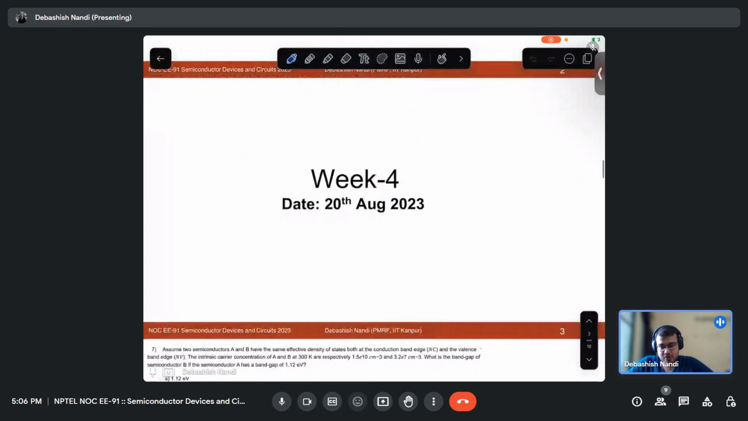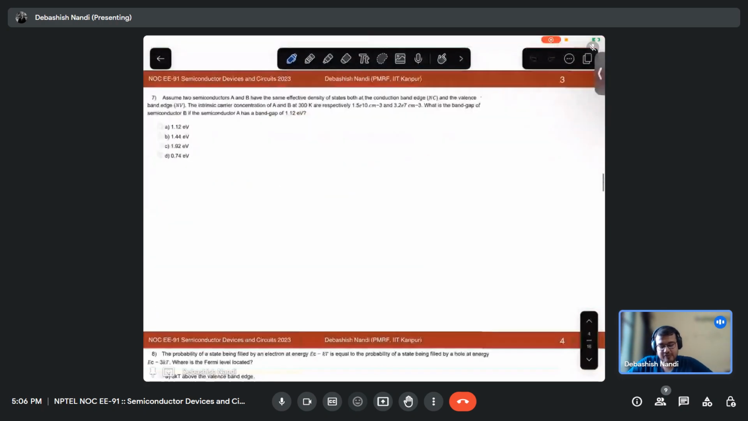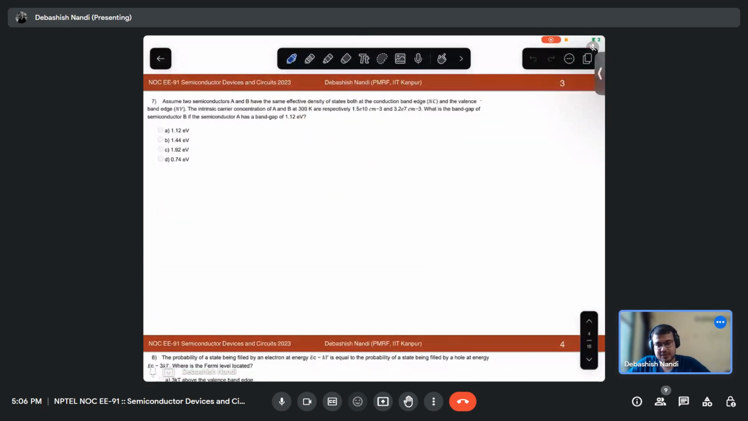This is week 4. I will start with the leftovers from last week's discussion. We ended at question number 6, so let's start with question number 7. Assume that two semiconductors A and B have the same effective density of states, both at the conduction band edge and the valence band edge.